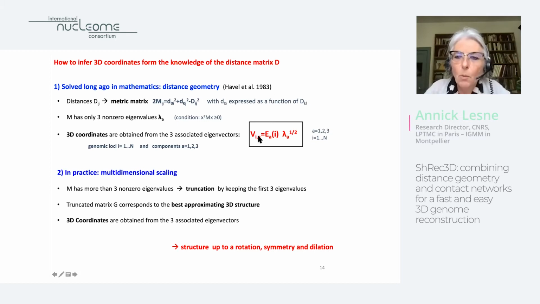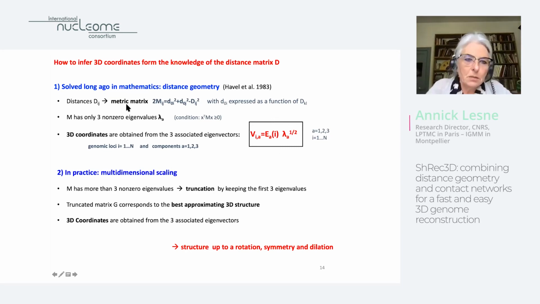So the A coordinate of the locus I will be given by the I component of the eigenvector A scaled by the corresponding eigenvalue. So it is a very simple expression where all the 3D coordinates of all the genomic loci are simply given by the components of the eigenvector and a scaling related to the eigenvalue.